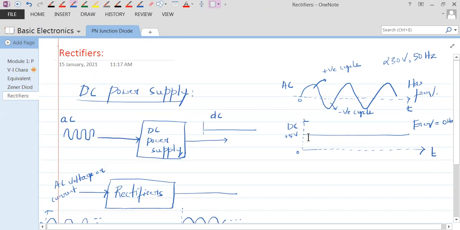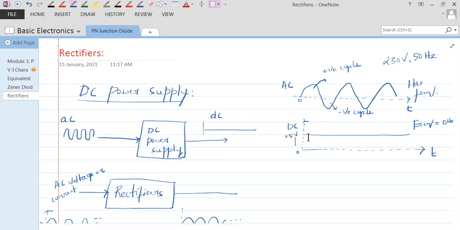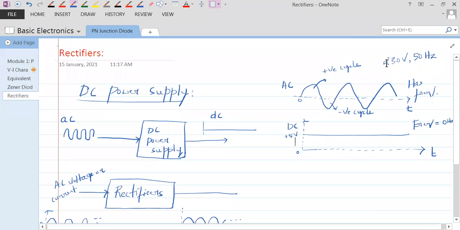For example, you can say 5 volts. It need not be 5 volts only, it could even be 12 volts. So you should just understand that we step this down to a smaller voltage. Now this is the output expected. It is all above zero. See, there is nothing below zero.